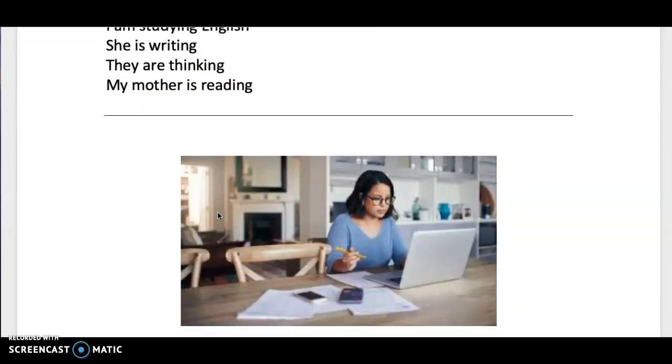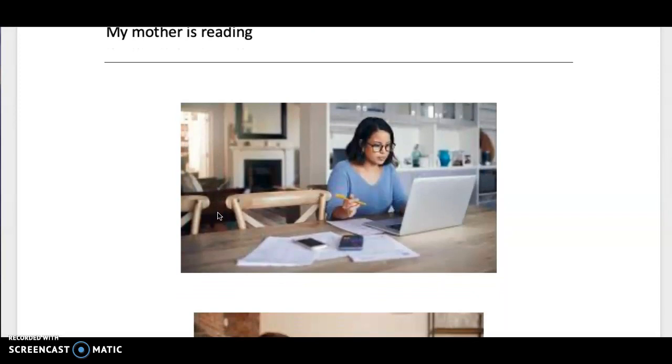Now, look at the picture. We're going to have some practice. Look at the picture. What is she doing? She is working. Very good. She is working. Remember, always communicate with complete sentences. Person, verb to be, verb with ing, and complement. She is working. Very good.